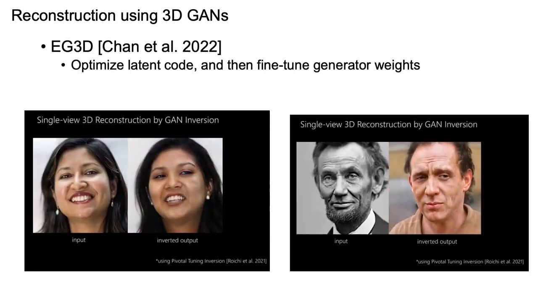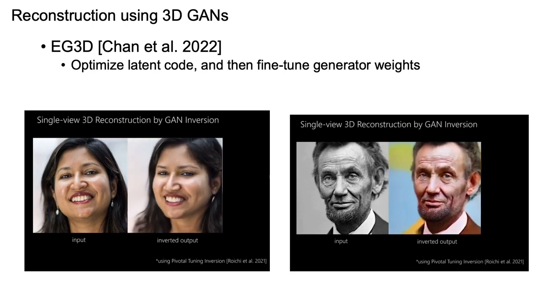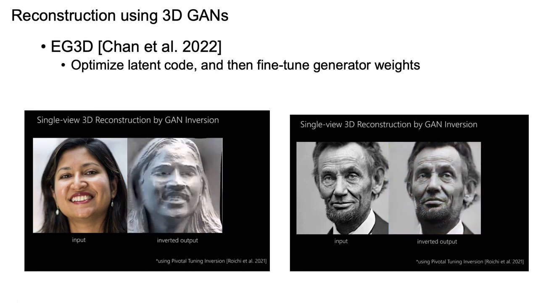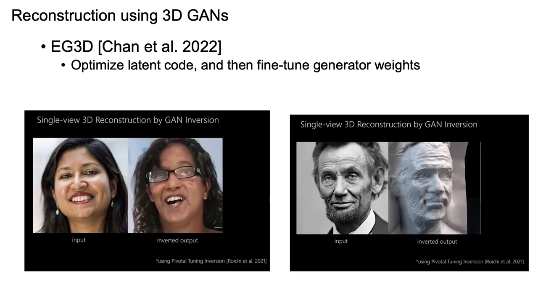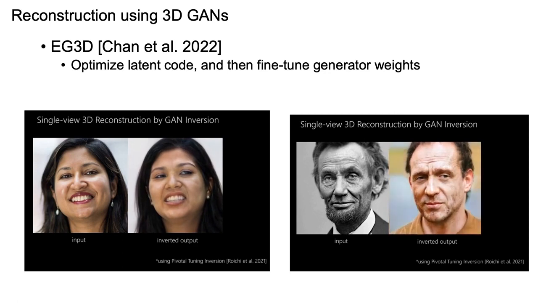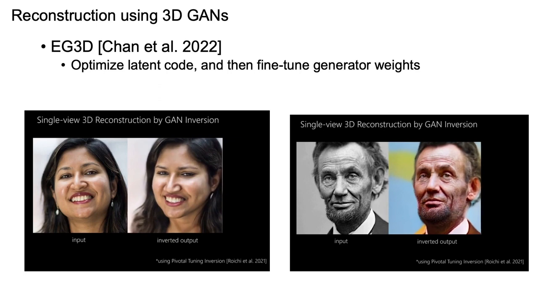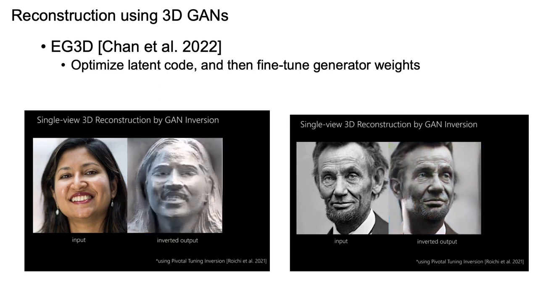However, it is possible that the input image may not reside perfectly within the latent space of a pre-trained 3D GAN, which results in a noticeable visual gap between the input and reconstruction. EG3D uses pivotal tuning to perform GAN inversion in two stages. First, the generator weights are frozen, and the latent code that best reconstructs the input image is found, just like in naive GAN inversion. Then, the generator weights are fine-tuned to better recover the finer details for a more faithful reconstruction.